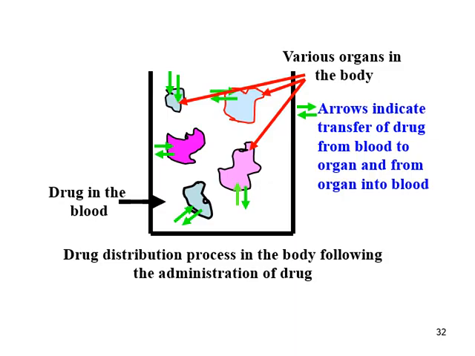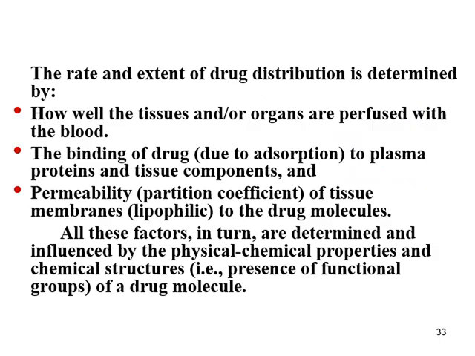And when we talk about drug absorption, actually we talk about the rate and extent, right? And for the distribution, we also need to discuss the rate and the extent. The rate and extent of drug distribution is determined by how well the tissues and organs are perfused by the blood, like liver, well perfused. So the distribution is better, okay? And also depends on the binding of drug to plasma proteins and the tissue components.